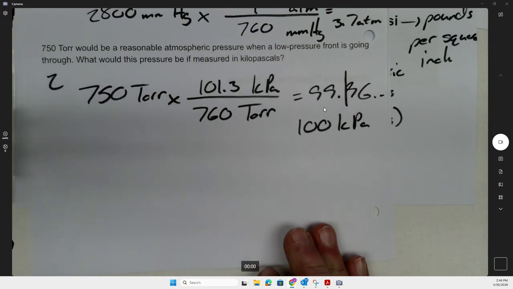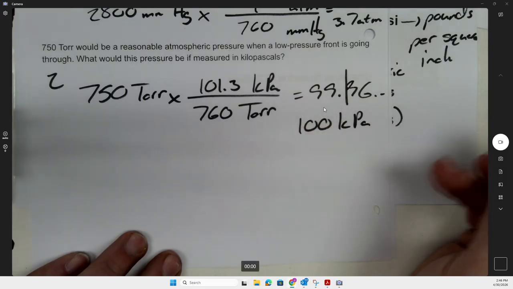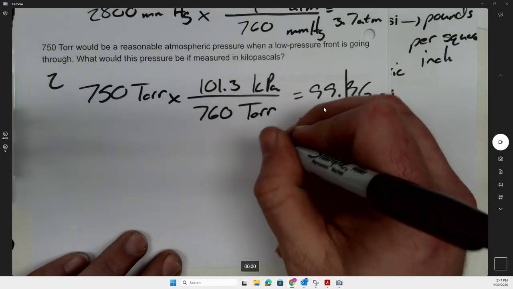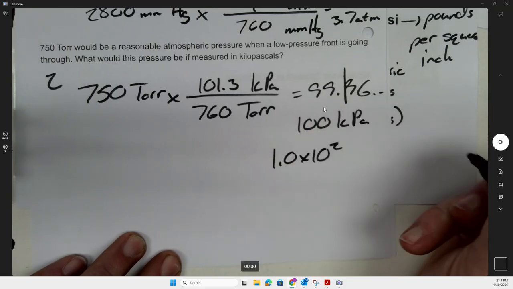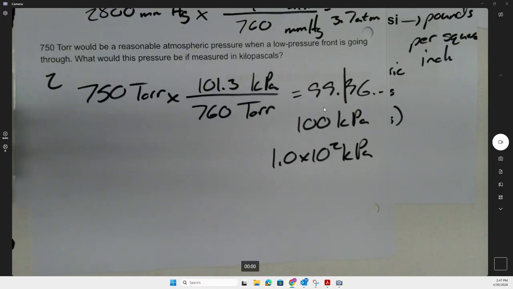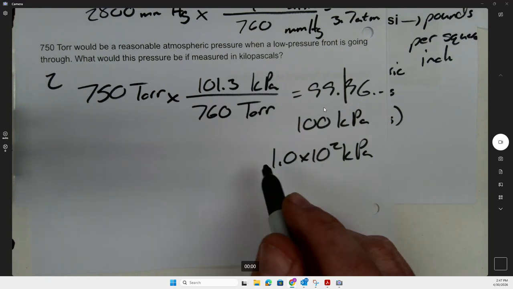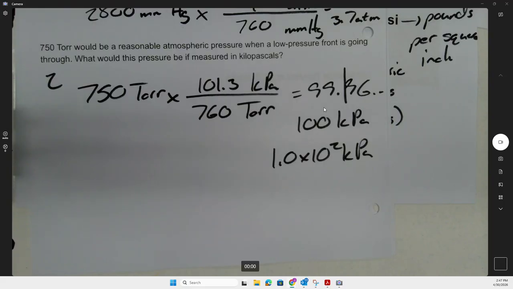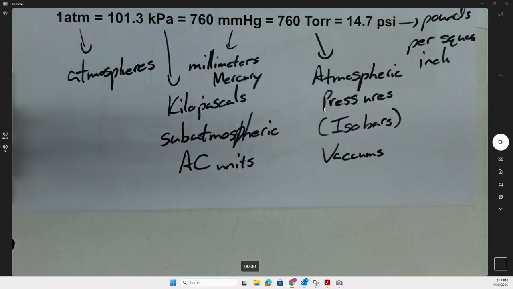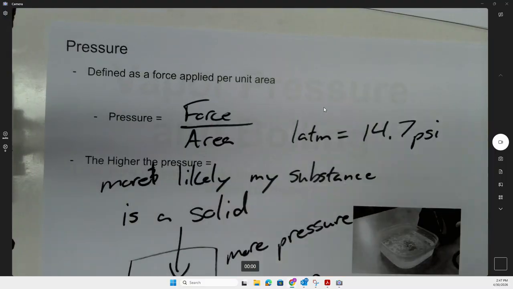kilopascals, or another way to write this, if I use scientific notation, 1.0 times 10 to the power of 2 kilopascals. Because now I see my 2 sig figs. Either one would be right. I'd recommend doing the scientific notation. All right, let's keep this going, guys.